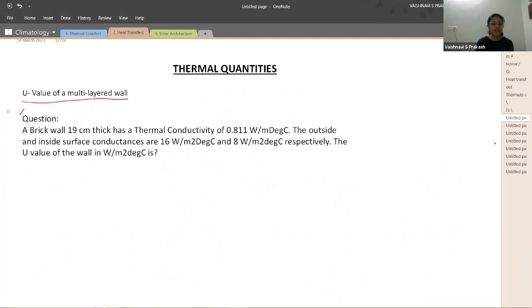A brick wall, 19 centimeter thick, keep an eye on the units, has a thermal conductivity of 0.811 watt per meter degree centigrade. The outside and the inside surface conductances are 16 watt per meter square degree centigrade and 8 watt per meter square degree centigrade respectively. They're asking for the U value of the wall in watt per meter square degree centigrade.